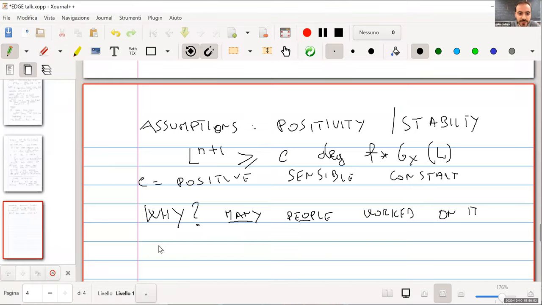The second reason, my reason somehow, is because there is a moduli space with an ample cone.